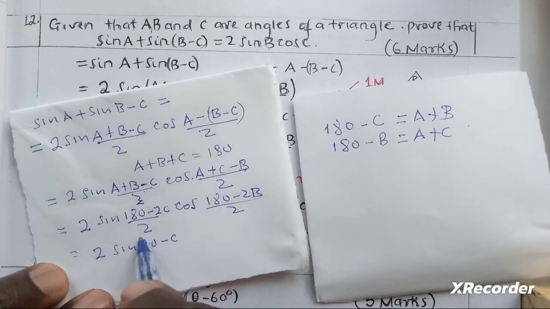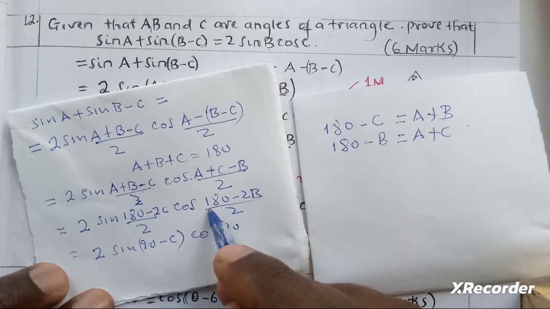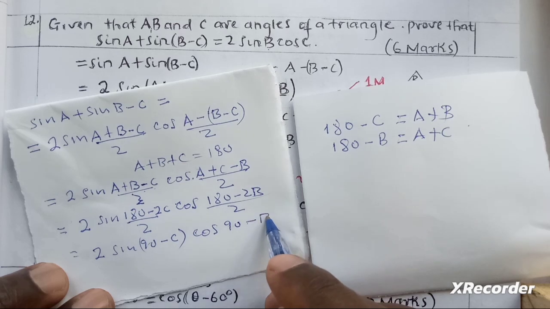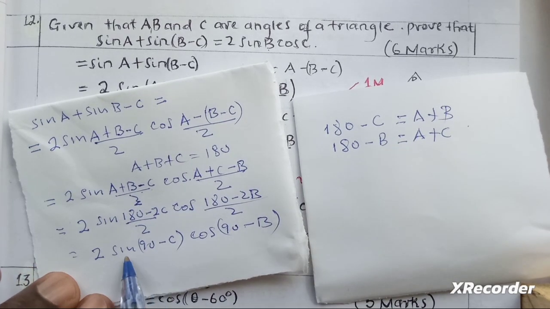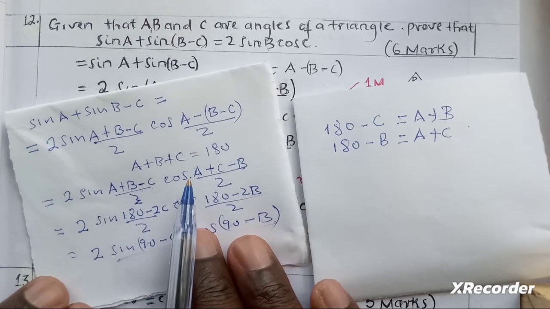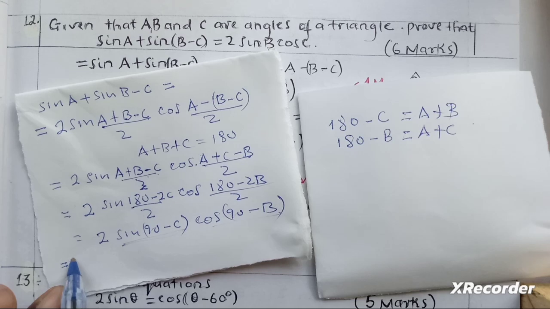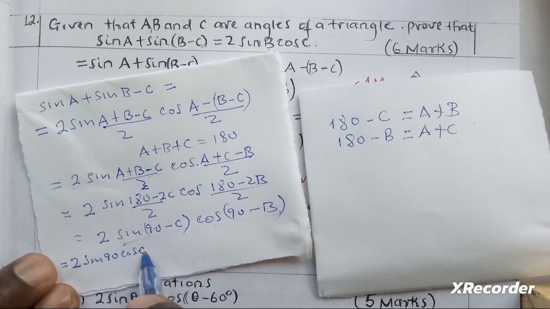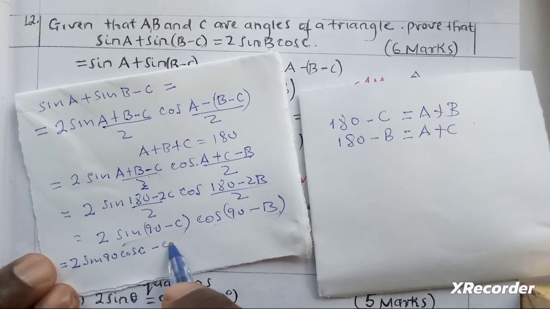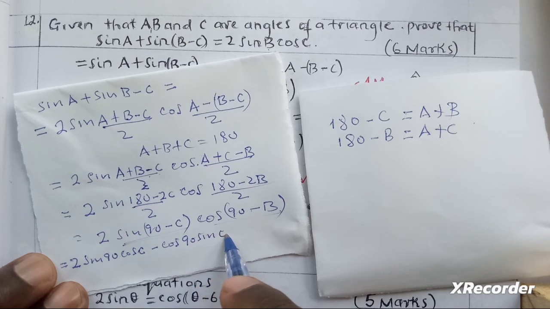minus C, cos 90, you divide that, minus B. So these are the ratios that we have. So we expand these ones as compound angles. So this is how we expand them. We will put 2 is there, then you say sin 90 cos C minus cos 90 sin C.